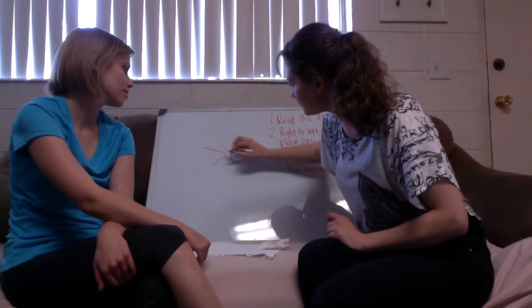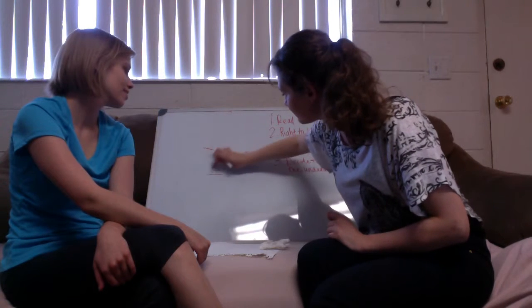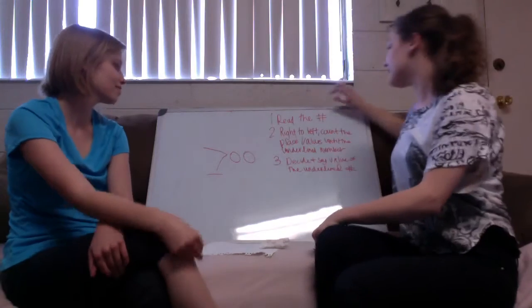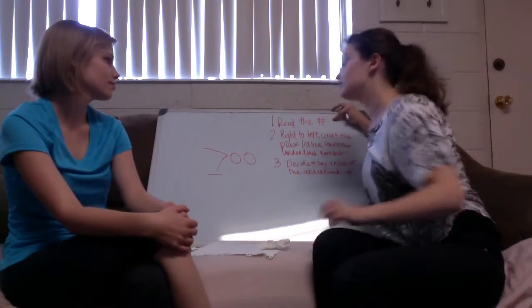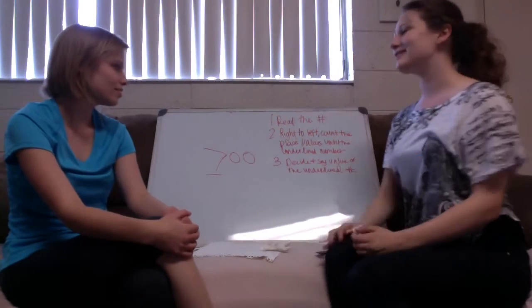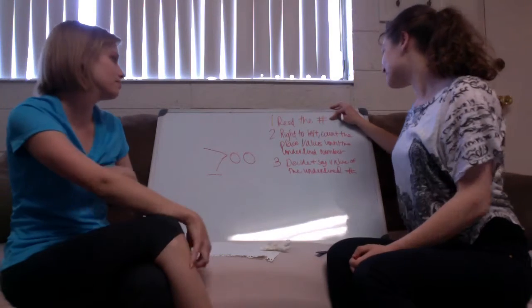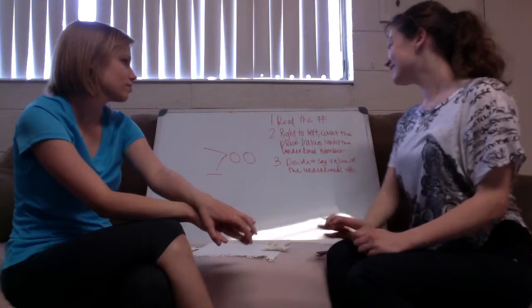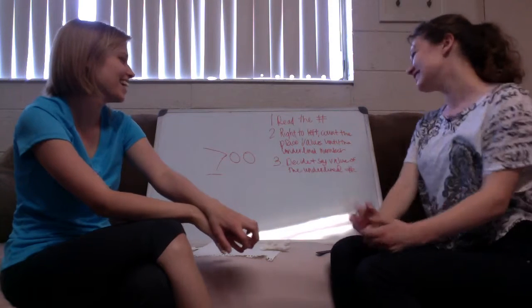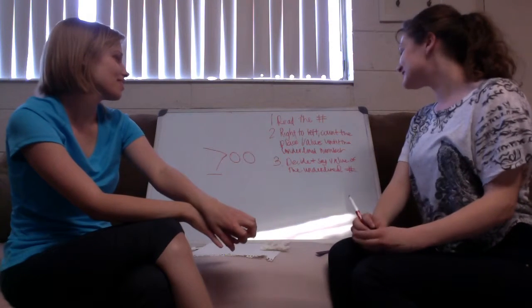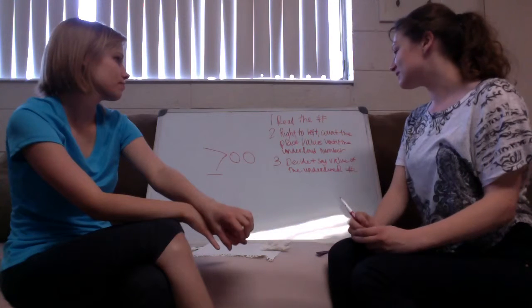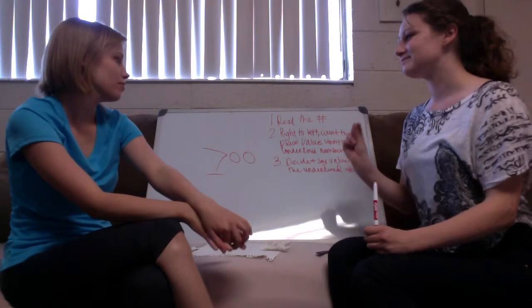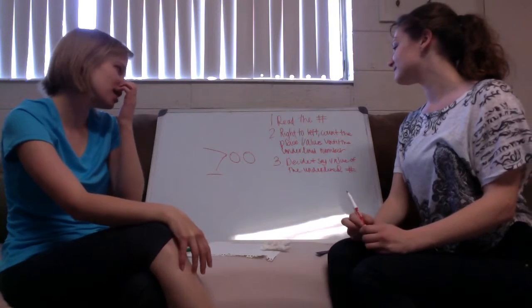It's a 7. Okay, so first, I'm going to read the underlined number. Brandy, can you tell me the first step? Class, can you tell me the first step? Read the number. Great. So, I'll show you how it's done. 700. Okay, the next thing I'm going to do is right to left, I'm going to count the place values until the underlined number. So what am I going to do for step 2, class? Right to left, count the place values until the underlined number.